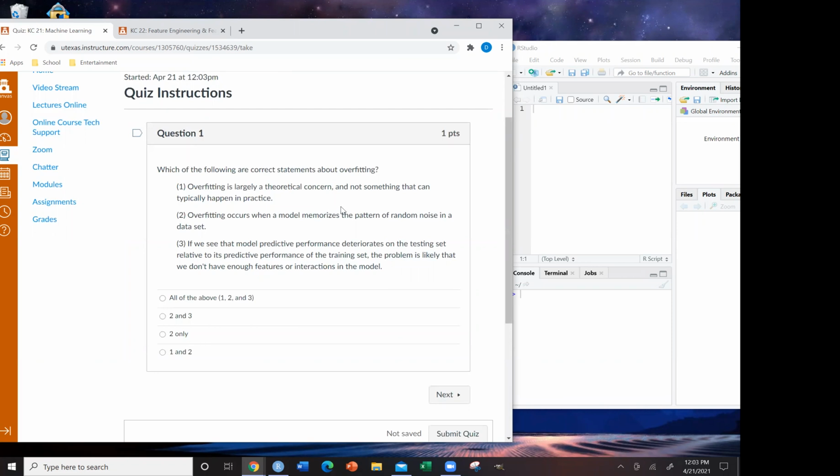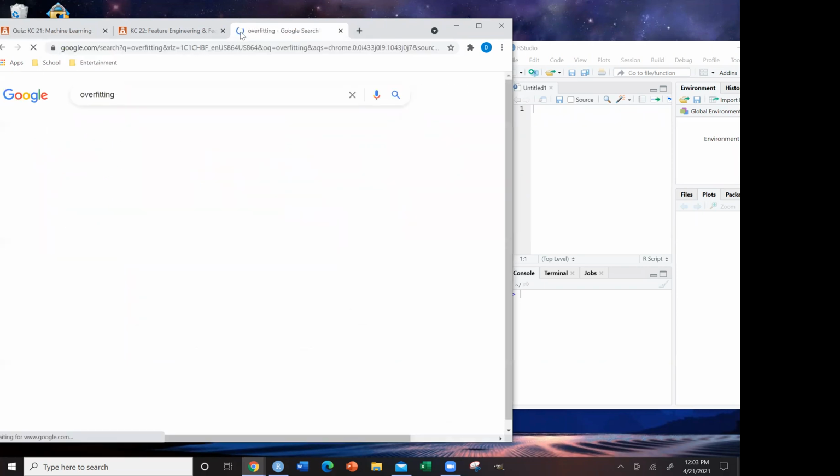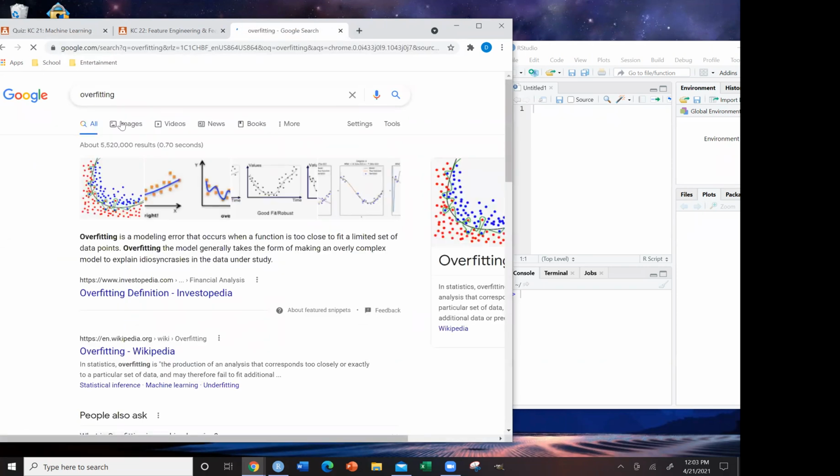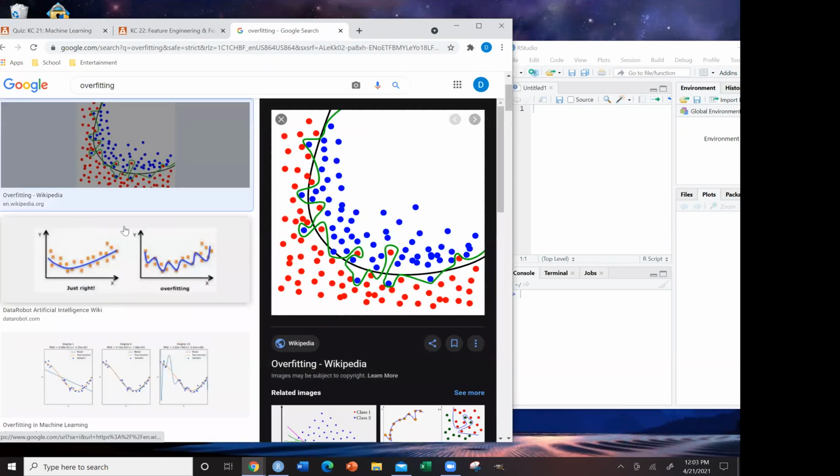Overfitting is this idea. Actually, you know what would be great? This is a perfect time to throw up a new tab and just search overfitting. We'll talk about what an overfitted model is and click images. Actually, the one we're seeing right there is very good, the blue dots and the red dots. So an idea of an overfitted model is the green line. The idea of a robust, not overfitted model is the black line.